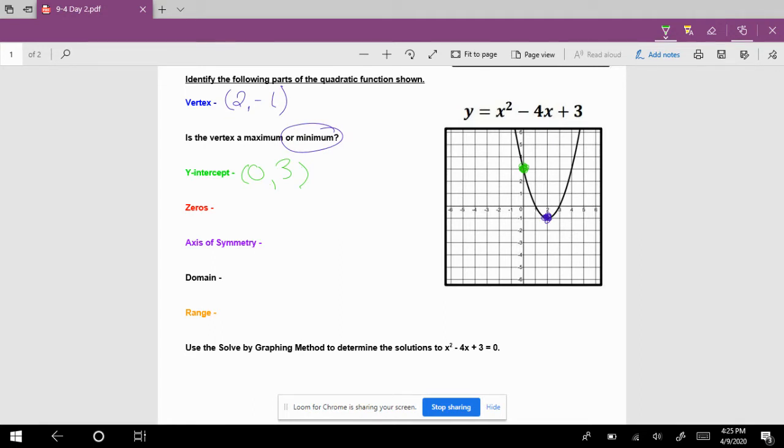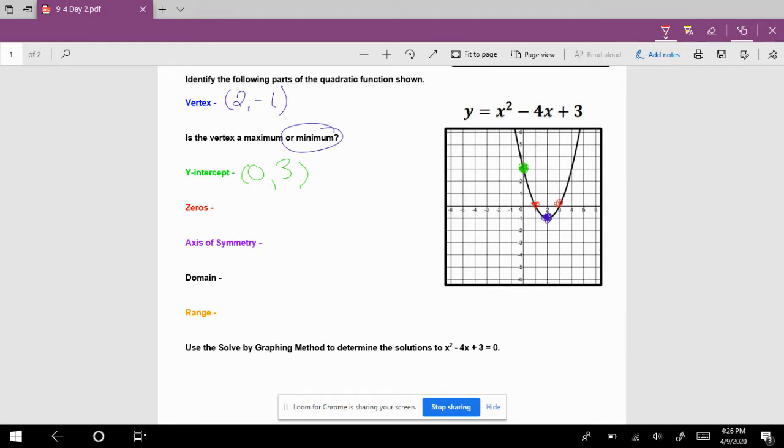And that piece of information is going to be important for an upcoming lesson. So make sure you're really letting that sink in. If you're a y-intercept, your x is always 0. If you're an x-intercept, your y is always 0. Okay, speaking of, the next part is zeros. Now, zeros, remember, is just another name for your x-intercepts. So looking at the graph, we actually already identified these above, and it's at 1 and 3.